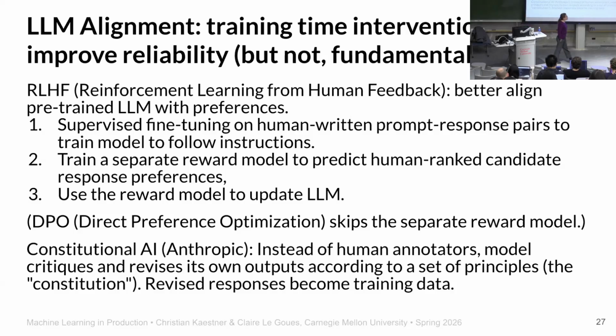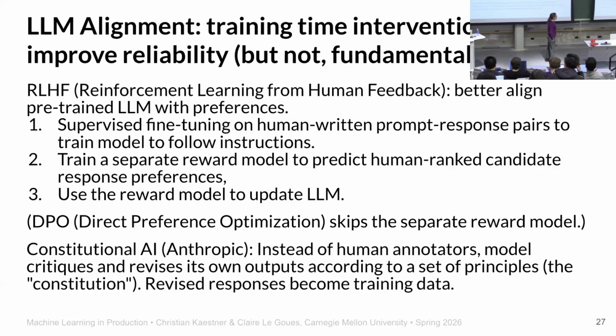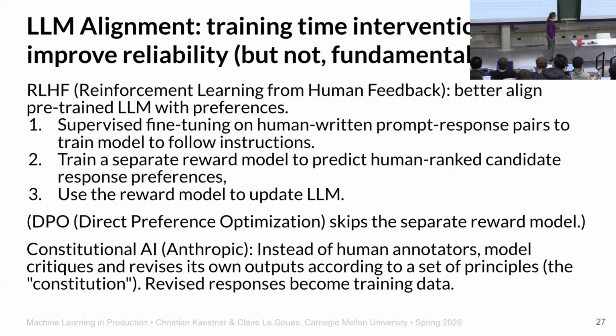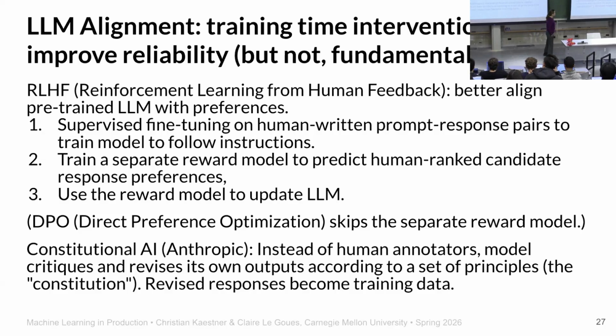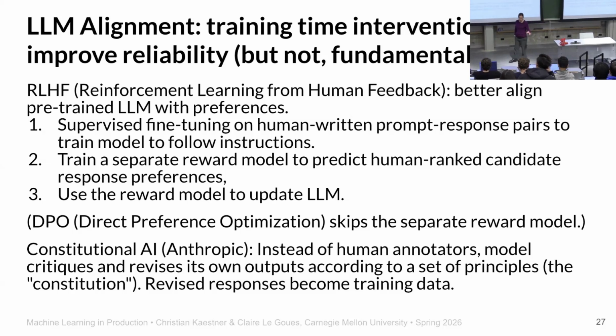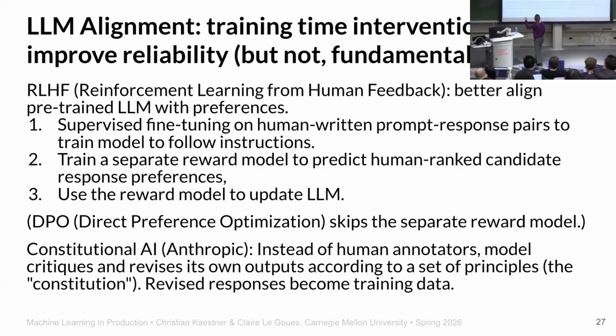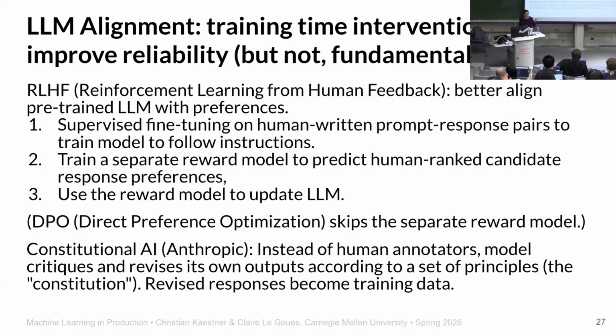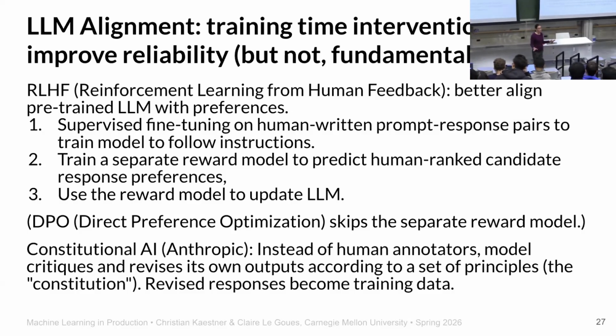You may have seen these before, right? RLHF is reinforcement learning from human feedback. The goal is to better align a pre-trained model with preferences. The way this works is that you get a bunch of human-annotated prompt-response pairs. You do some supervised fine-tuning on that. The goal there is to just train a model to follow instructions. Then you train a separate model, a reward model, to predict human-ranked candidate response preferences and use the reward model to, again, update the large language model, right? So what this is basically doing is more training to make the LLM better, right? Make it less likely to do the bad thing. This is not a bad idea. I like better models, but it is strictly a training time kind of approach.